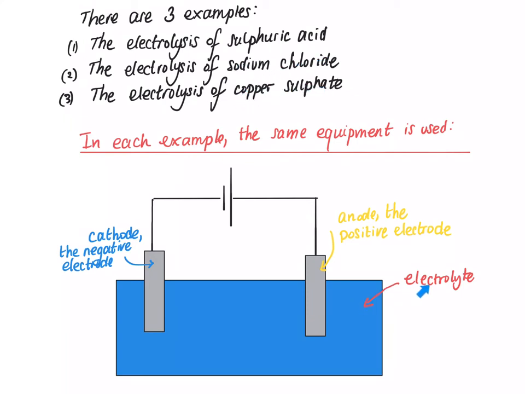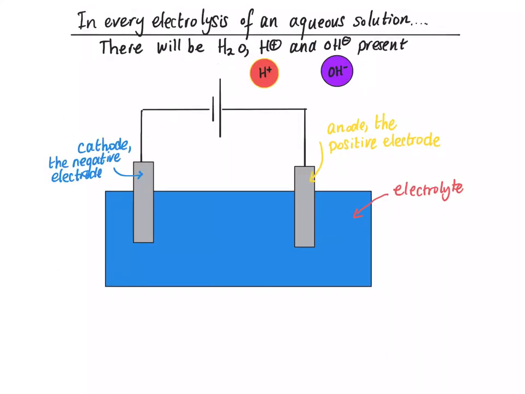And these are electrolytes, because an electrolyte is a substance which contains dissolved ions which conducts electricity. So the electrolyte will either be sulfuric acid, sodium chloride, or copper sulfate. In every electrolysis of an aqueous solution, there's water, and water splits into H+ and OH-. So all of the examples are going to have H+ and OH-, and these come from the water that forms the aqueous solution.